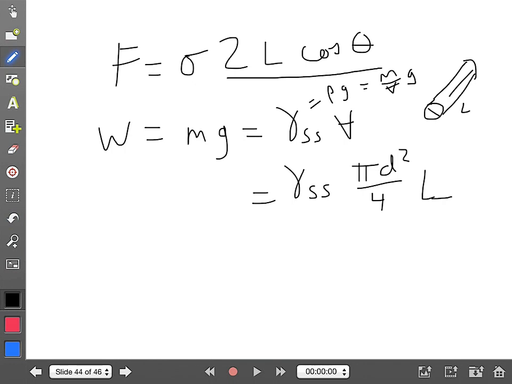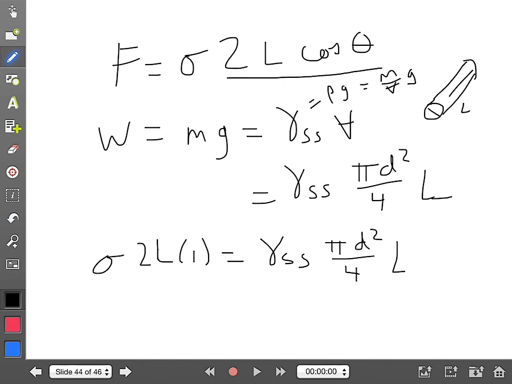And so we can set these two things equal, and we have sigma 2L. We're going to again set theta to be equal to 0 to maximize this effect, assuming we have kind of perfect adhesion. So theta equals 0 gives cosine of theta equal 1. So we've got a 1 here. And we're going to have gamma SS pi d squared over 4 L. The L's cancel, interestingly.